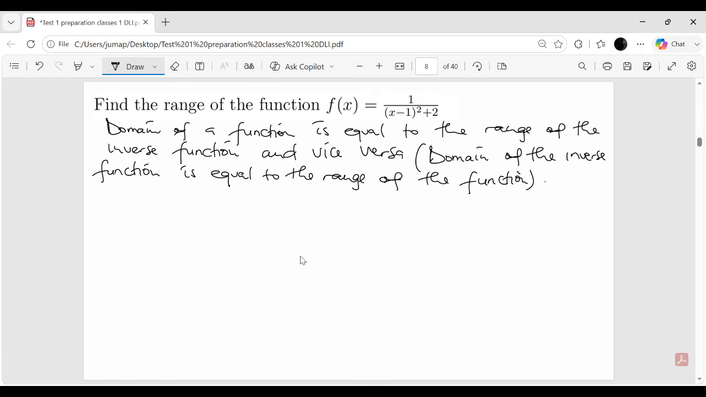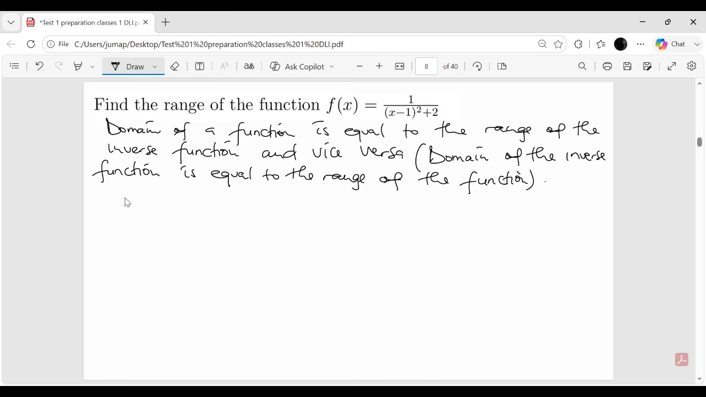Okay, so this rule is what I like to apply when I'm solving questions on range and domain, because it makes my work easier. I don't have to think very much. So if they ask me to find the range, and I have a function like this one, my goal is to find an inverse function and find its domain. When I find the domain of the inverse function, that domain will be the range of my function.